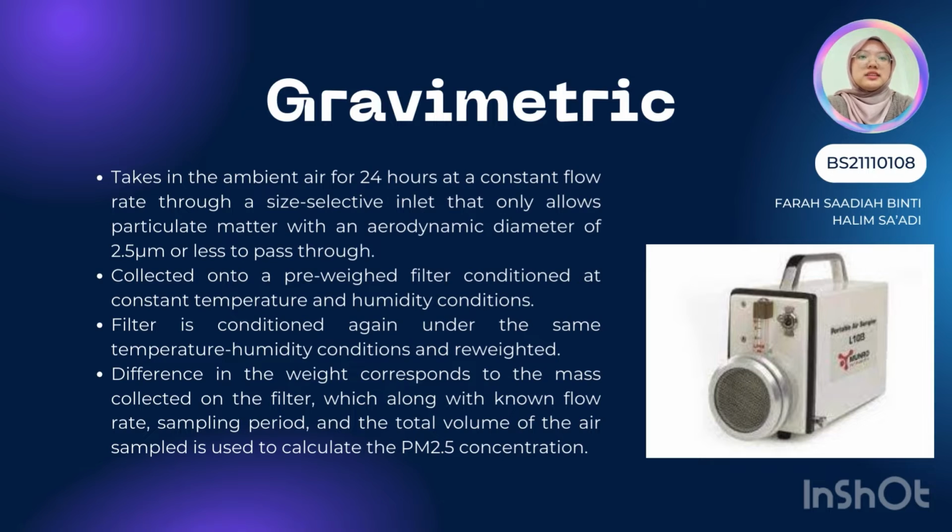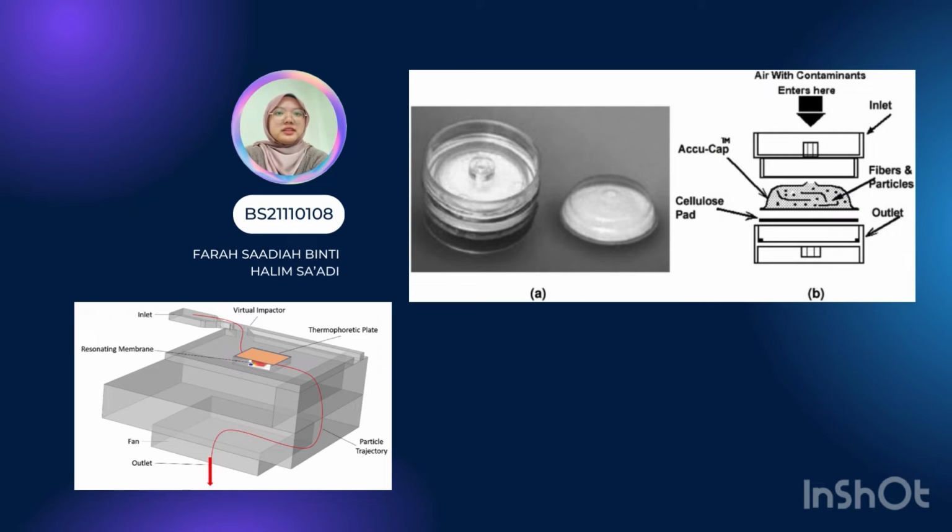The filter is collected onto a pre-weighed filter conditioned at constant temperature and humidity. The filter is then conditioned again under the same temperature and humidity conditions and reweighed. The difference in weight corresponds to the mass collected on the filter, which, along with the known flow rate, sampling period and total volume of the air sample, is used to calculate the PM2.5 concentration. Gravimetric methods are based on calculating particle mass from the difference in weight between the samples taken before and after a sampling period.